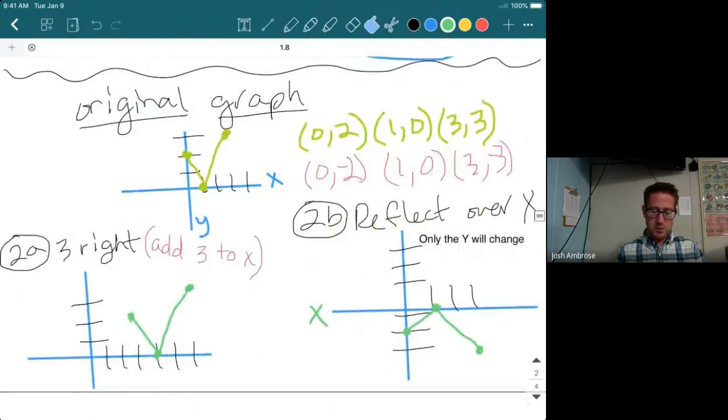All right. Original graph. I'm giving you the original graph. Looks like a little check or a little V. And the green points off to the right-hand side there, those are all the original points.